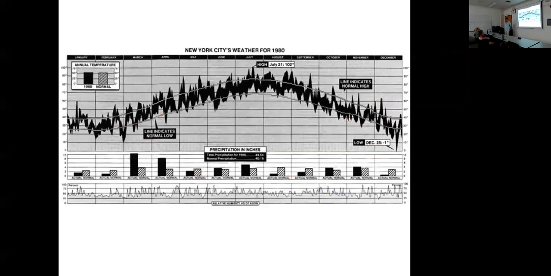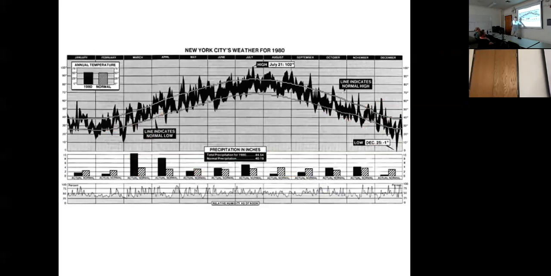What's your initial reaction? What's on the bottom? Relative humidity as of... I can read this on this screen. I couldn't read it earlier, actually. This is the precipitation in inches. These are the months. Okay, this is okay. This is just to help you read it.